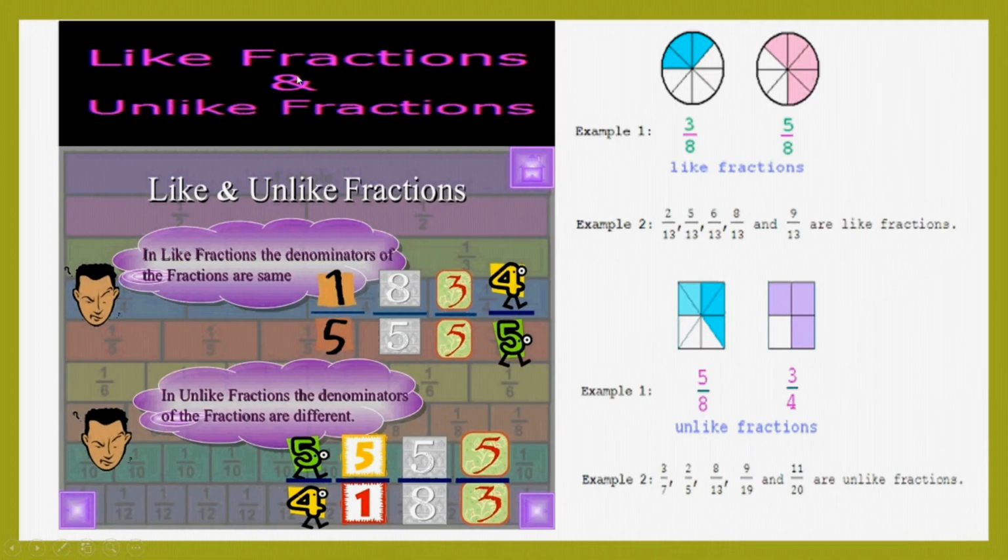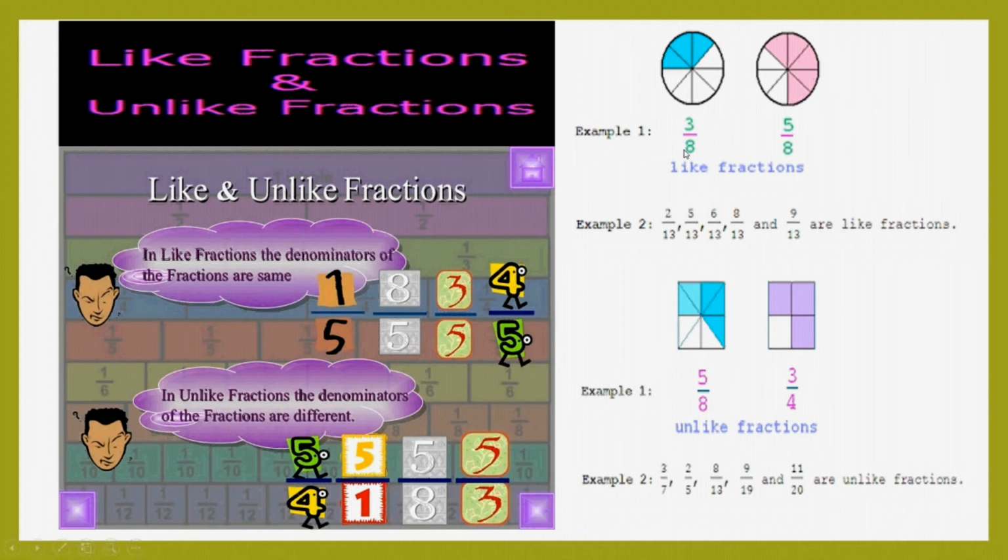Let us see about like fractions and unlike fractions. In like fractions, the denominators of the fractions are the same. Here we can see all the denominators are the same, so these fractions are called like fractions, and in unlike fractions, the denominators of the fractions are different. All the denominators are different, so the fractions are called unlike fractions.